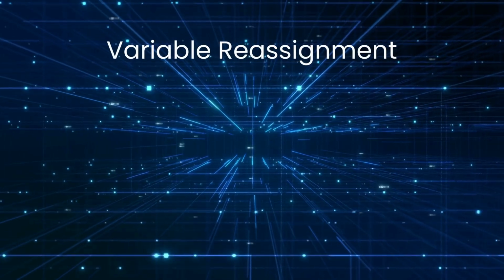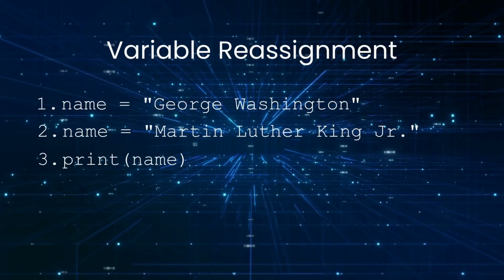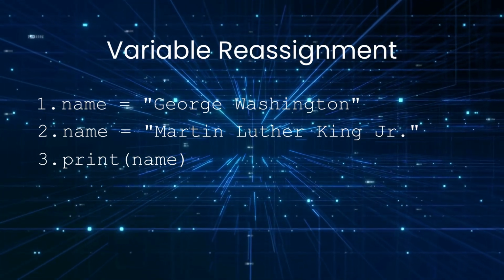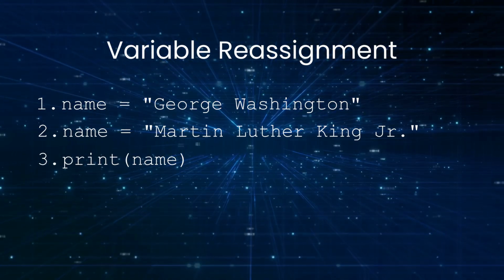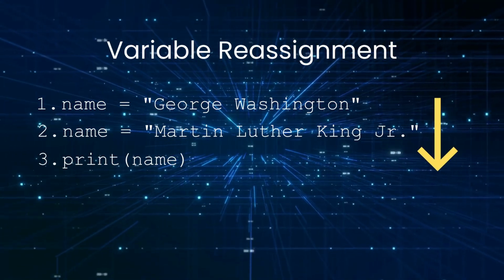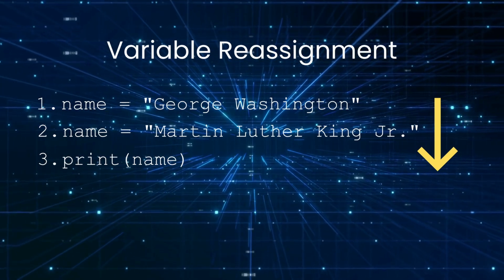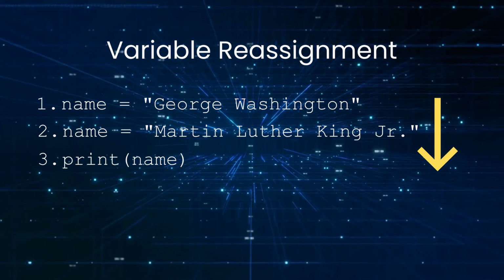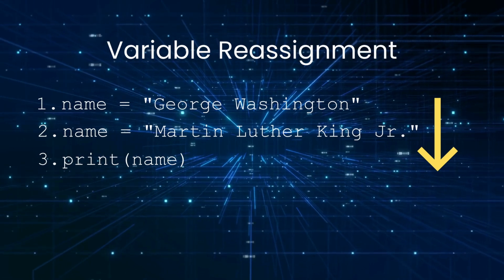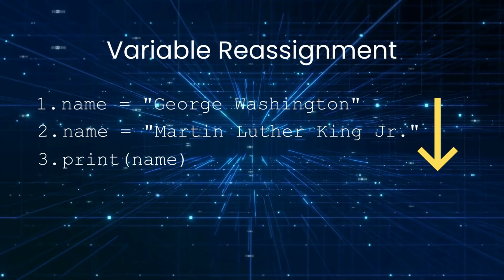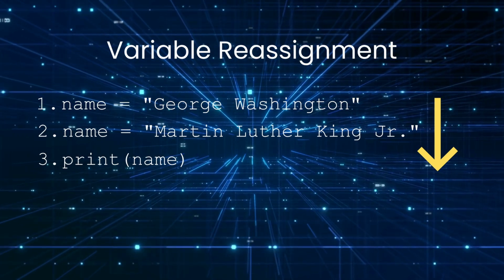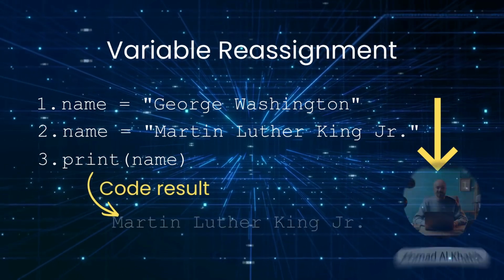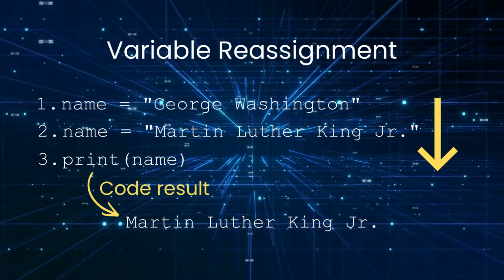Now let's talk about variable reassignment and top-down logic. A variable is not permanent. Its value can vary. Python reads code from top to bottom. If you assign a new value to an existing variable name, the old value is overwritten. In line 1, we store George Washington. In line 2, we update that same name with Martin Luther King Jr. When line 3 executes, Python outputs the most recent assignment. The result of running this code is Martin Luther King Jr.